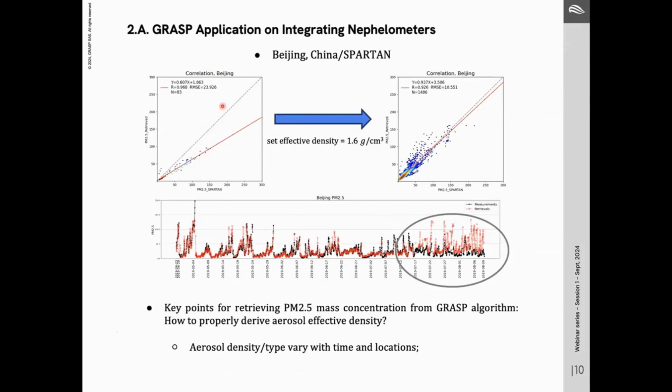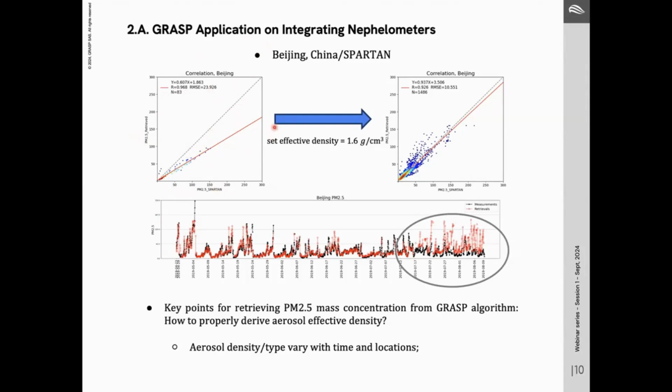I applied the GRASP algorithm to retrieve the aerosol properties, and then I get the size distribution. I integrate the size distribution to get the volume of the PM2.5. And then I plotted this volume against the mass concentration provided by the SPARTAN. I did this for a small amount of test data sets, around 100 data points. And as you can see, there appears to be a nearly perfect linear relationship between them.